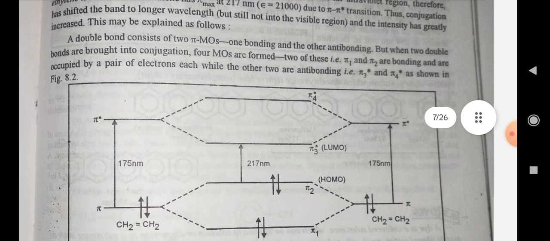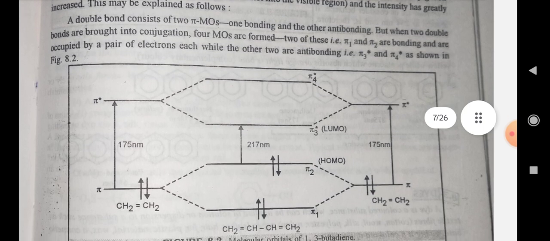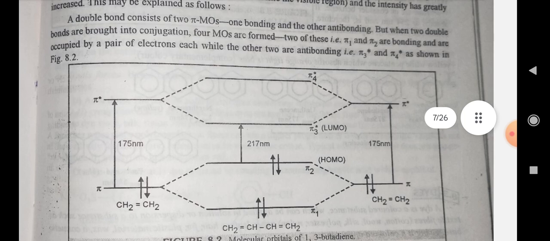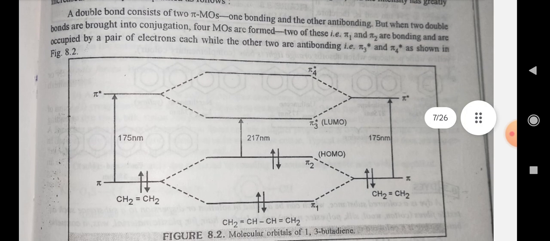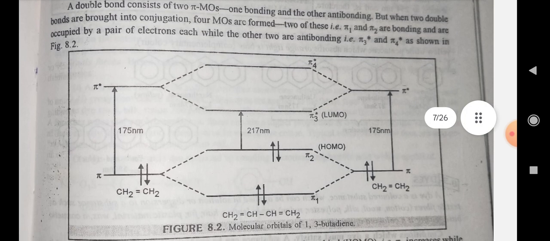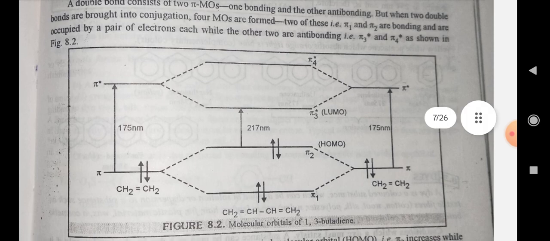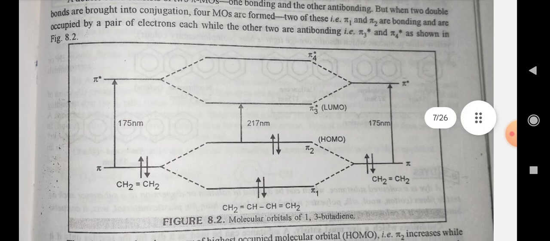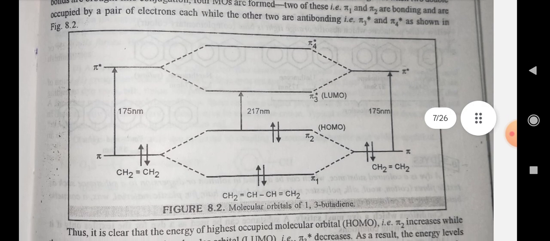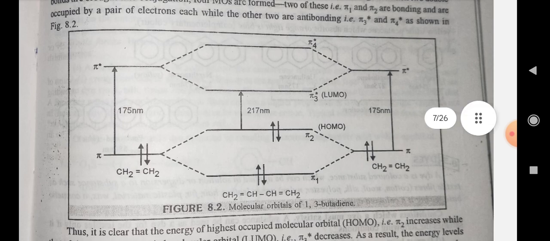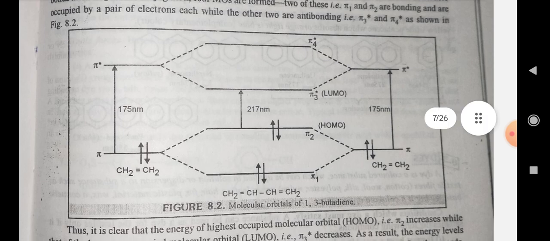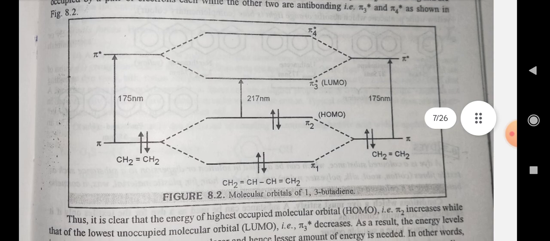This may be explained as follows. A double bond consists of two pi orbitals, one bonding and the other anti-bonding, but when two double bonds are brought into conjugation, four MOs are formed. The four MO diagram is formed as shown. That is, pi 1 and pi 2 are bonding orbitals, each occupied by a pair of electrons, while the other two are anti-bonding, that is pi 3 star and pi 4 star, as shown in figure 8.2.